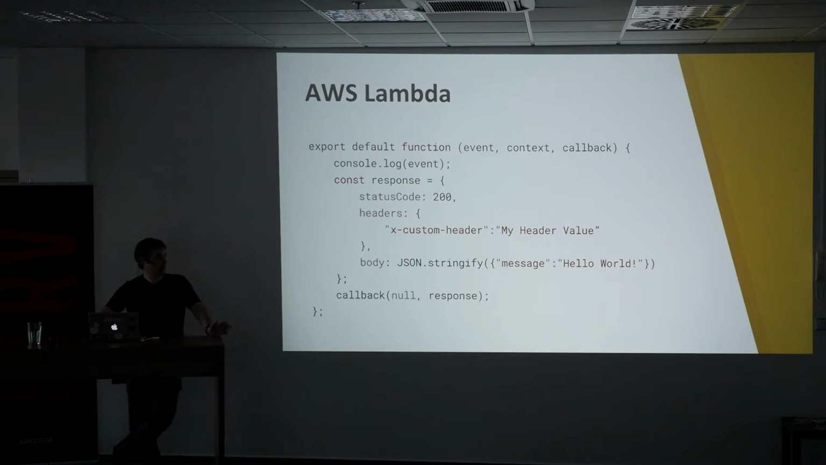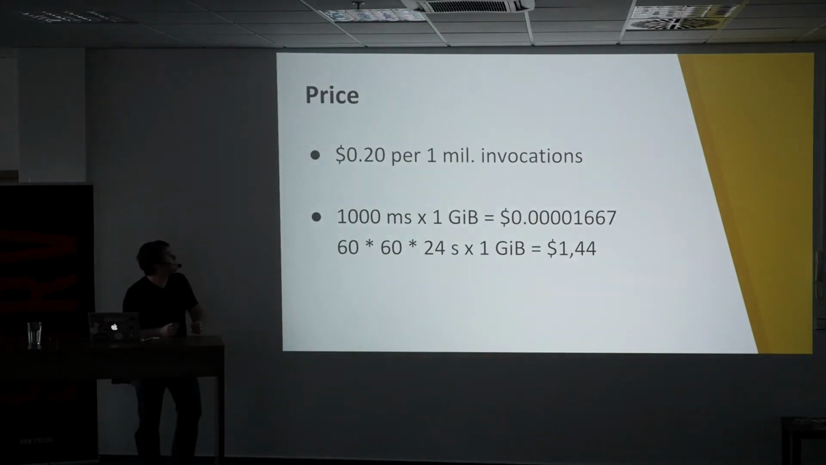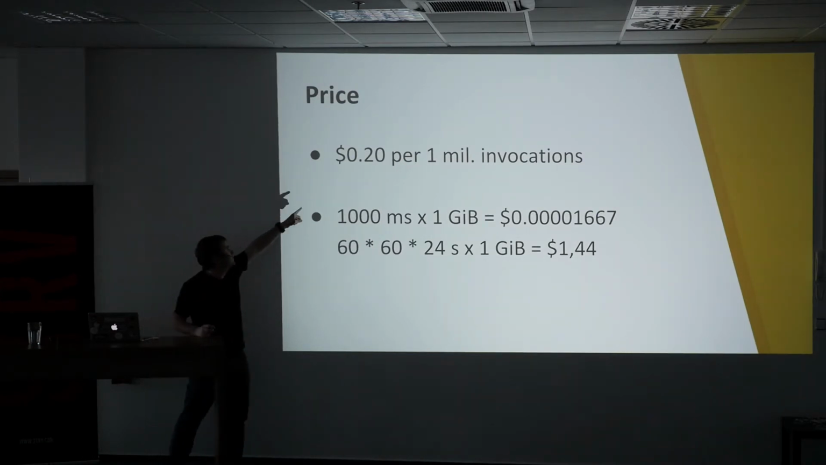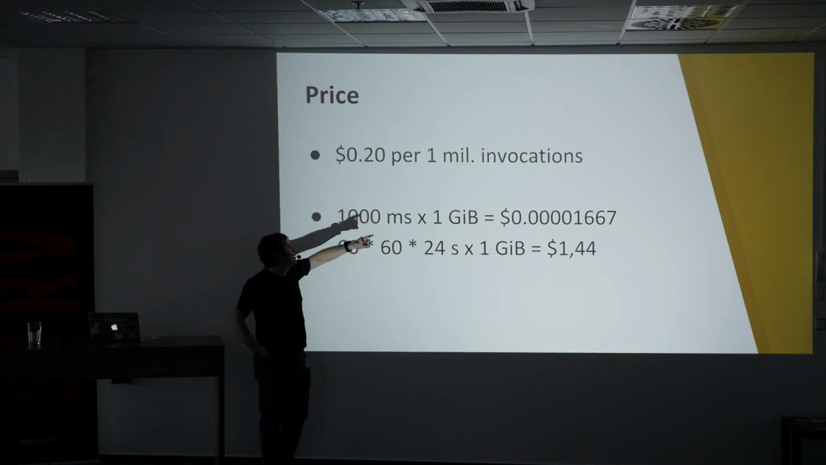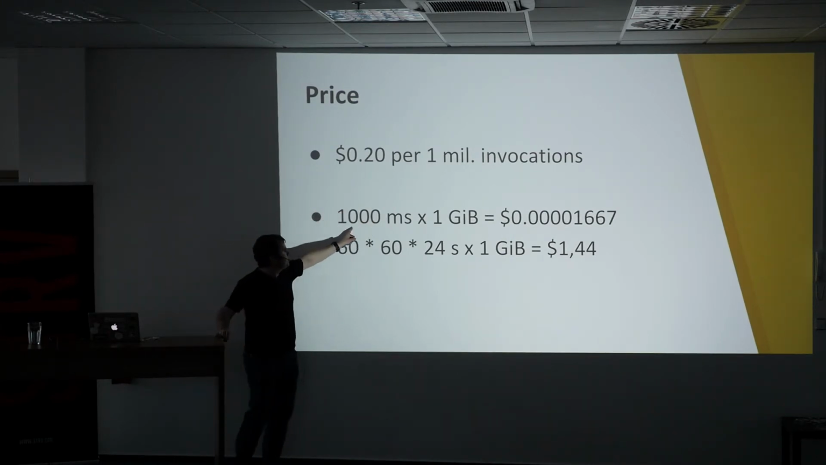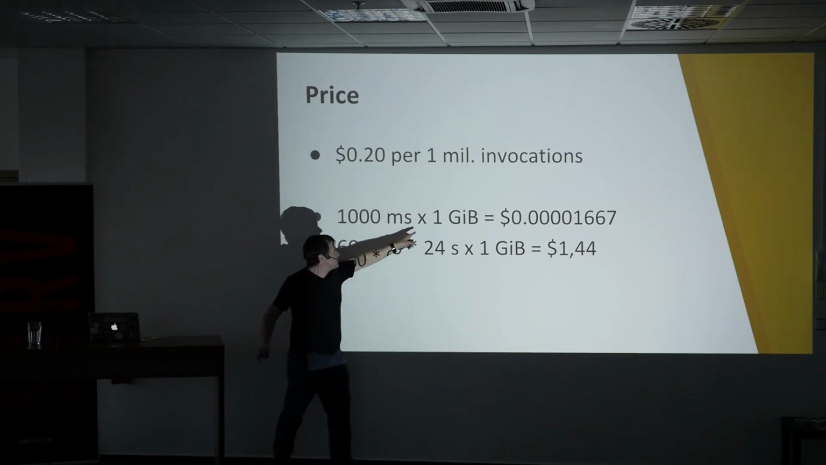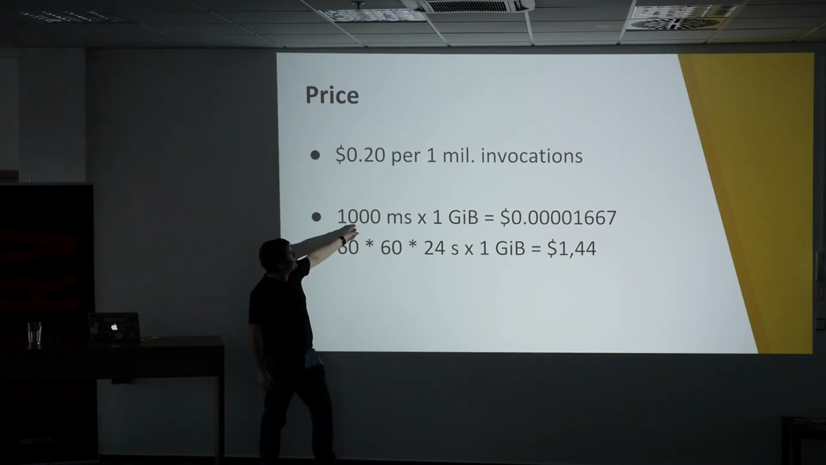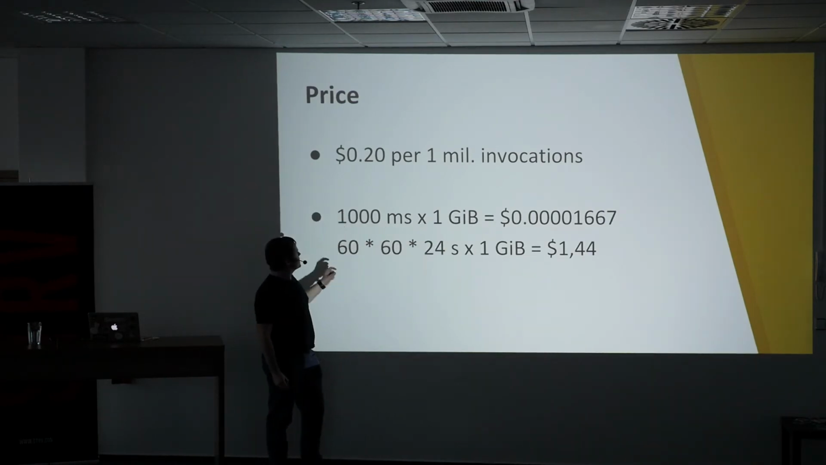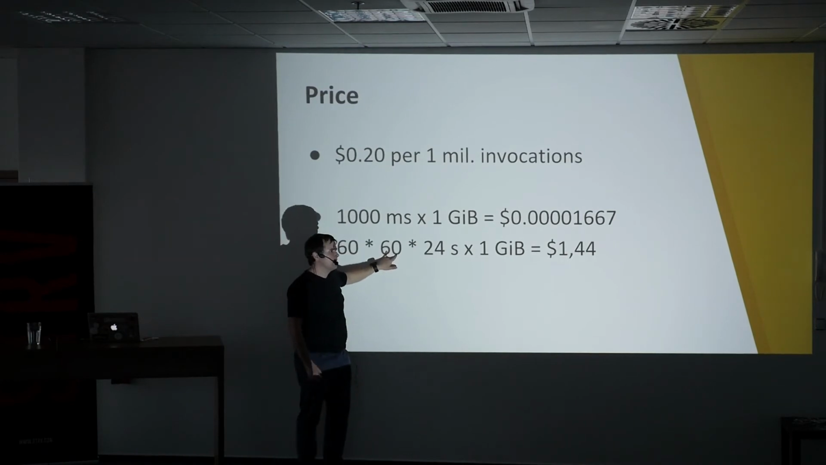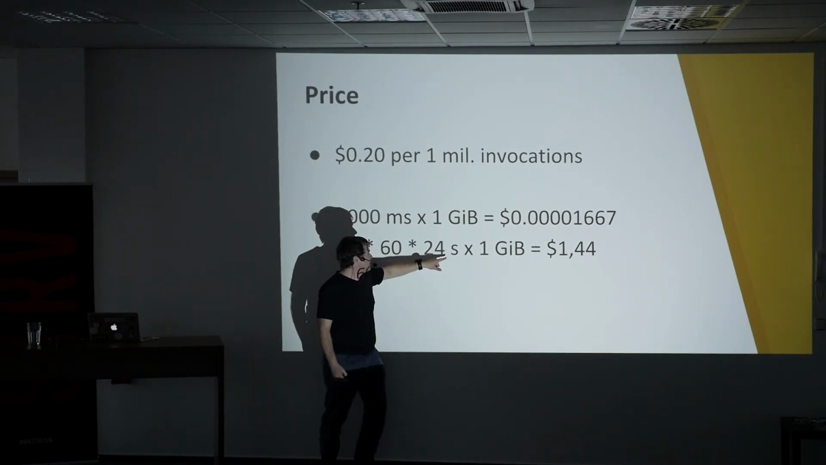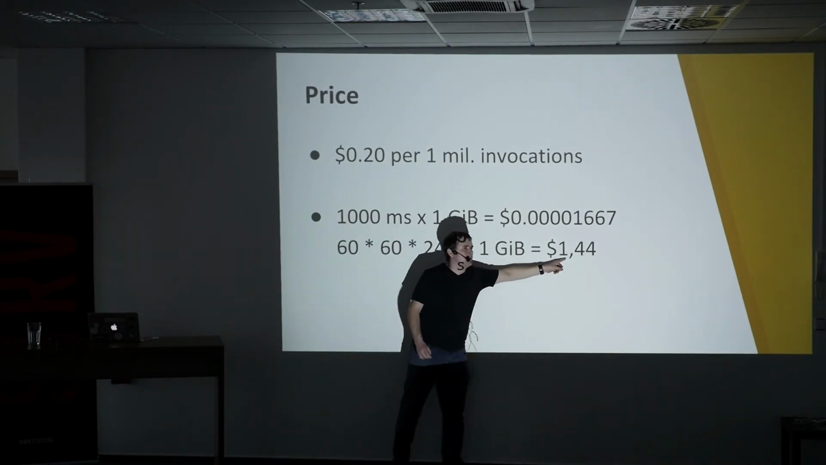Yeah. And it's stateless. So, this is the price. You pay 20 cents per million invocations, and you pay this amount of money for 1 second, 1 gigabyte. So, for example, if we want to run services for 60 seconds, for 24 hours, and we need 1 gigabyte of memory, it costs this.